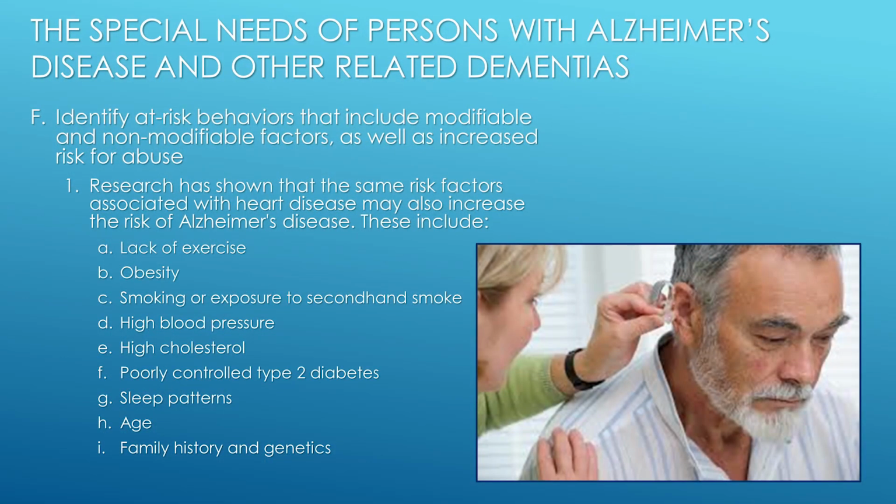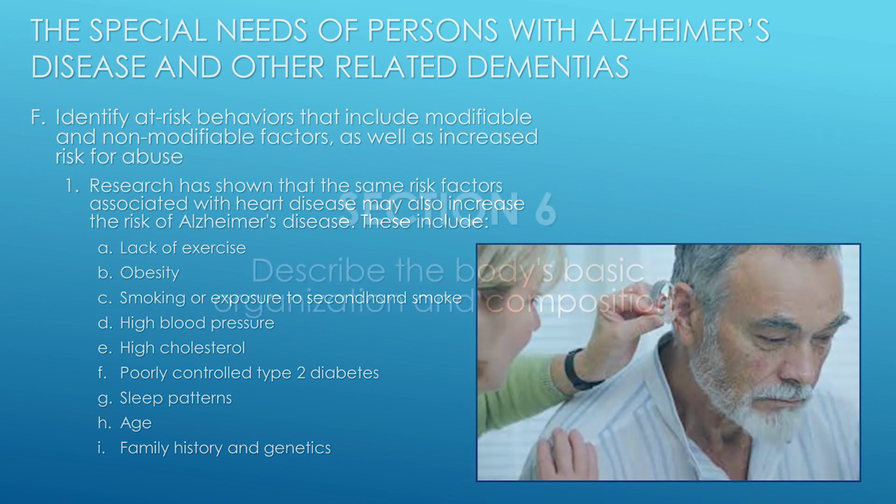Identify at-risk behaviors that include modifiable or non-modifiable factors, as well as increased risk for abuse. Research has shown that the same risk factors associated with heart disease may also increase the risk of Alzheimer's disease. These include lack of exercise, obesity, smoking or exposure to secondhand smoke, high blood pressure, high cholesterol, poorly controlled type 2 diabetes, sleep patterns, age, and family history and genetics.